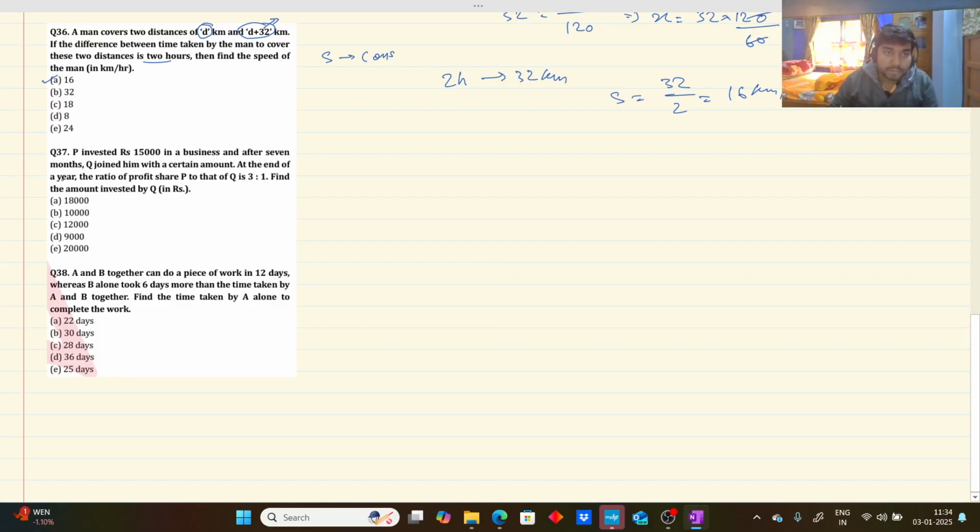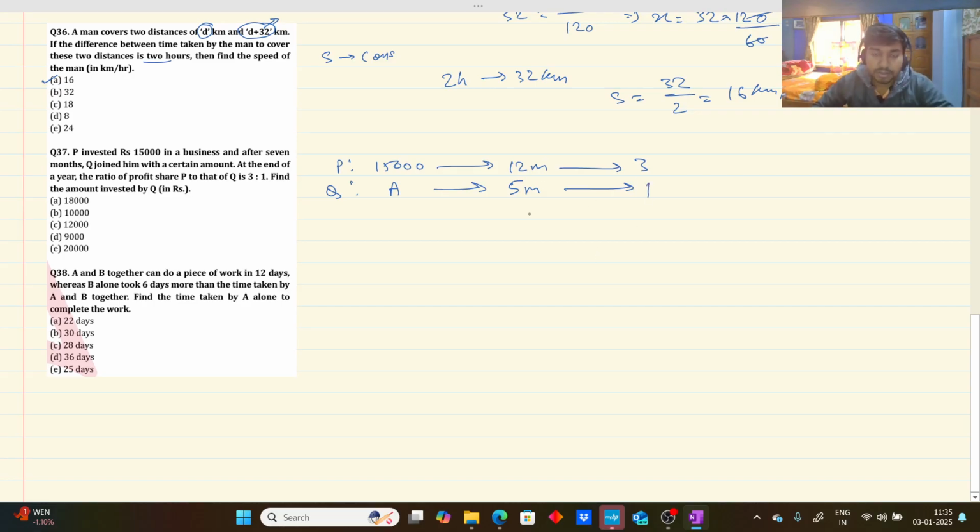That is his speed. Let's see the next question. P invested rupees 15,000 in a business, and after 7 months Q joined him with a certain amount. At the end of a year, the ratio of profit share of P to that of Q is 3 is to 1. So in the scenario of P, invested rupees 15,000 for 12 months, he got 3 units of profit. And in the scenario of Q, he invested an amount A that we need to find out, in the 7th month of the year. After the 7th month, how many months are left for the year to get completed? 5 months are left. So his amount was invested for 5 months. In 5 months he had earned a profit of 1 unit.